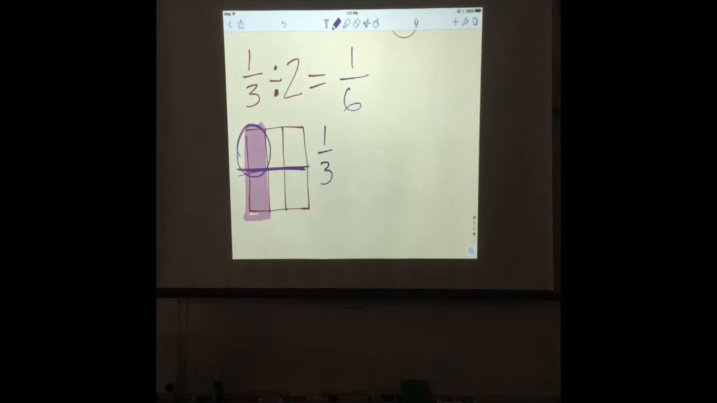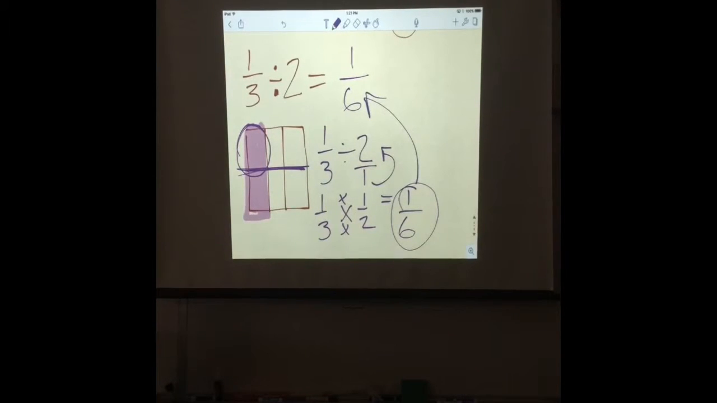Let's see if we're right. We have a third. And we're going to divide by 2. Remember, if we put a 1 underneath it, it's the same thing as that. Then we're going to do the flipping it over, right? And we're going to do the opposite activity, which is multiply. And 1 times 1 is 1. 3 times 2 is 6. As you can see, we got the same answer.